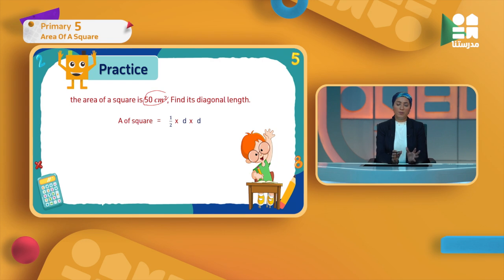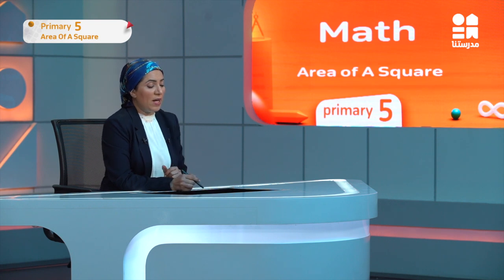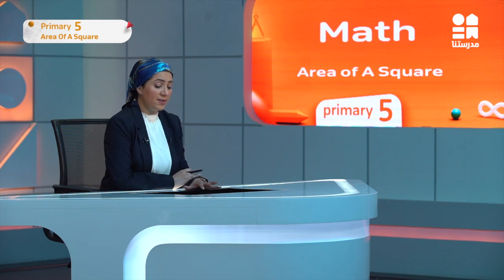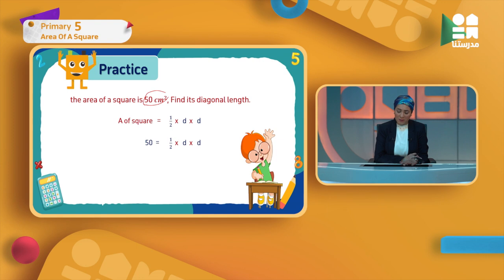بشيل الترم الموجود عندي واحط الفاليو بتاعته الموجودة. فعندي الاريا of a square الفاليو بتاعتها 50 centimeters squared. هشيل area of square and I'll put 50 instead. So 50 equals half times d times d. كده عندي unknown واحد بس أو عندي حاجة واحدة بس مجهولة اللي هي ال d. وهو ال d المطلوبة إن احنا to find. So هنعمل cross multiplication. فال 2 times 50 is 100. So 100 equals d times d.